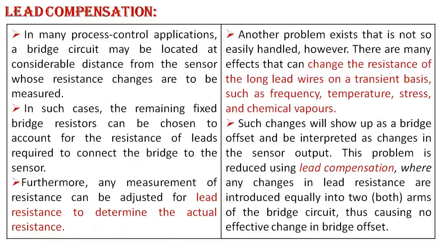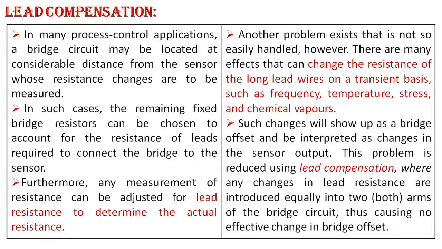Now, the next concept is lead compensation. In many process control applications, this circuit may be located at considerable distance from the sensor whose resistance changes are to be measured. In such cases, the remaining fixed bridge arm resistors can be chosen to account for the resistance of the leads required to connect the bridge to the sensor. Furthermore, any measurement of resistance can be adjusted for lead resistance to determine the actual resistance.